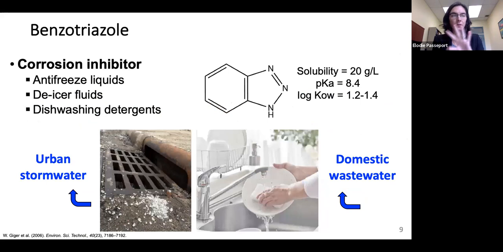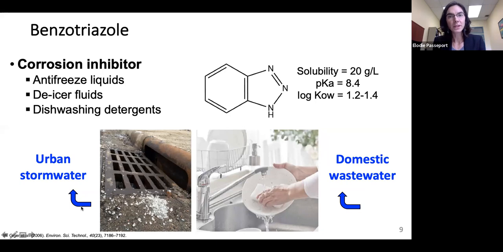Okay, so in these two types of systems, in today's talk, I'll focus on benzotriazole. Benzotriazole is this molecule here, a benzene ring and then that triazole ring here. It's a corrosion inhibitor and it's incorporated into antifreeze liquids in vehicles, for example, and de-icer fluids in airport de-icing pads. Because of this use, we found it in urban stormwater runoff in the winter in particular, because this is an antifreeze de-icer product, with salt as a common co-contaminant.